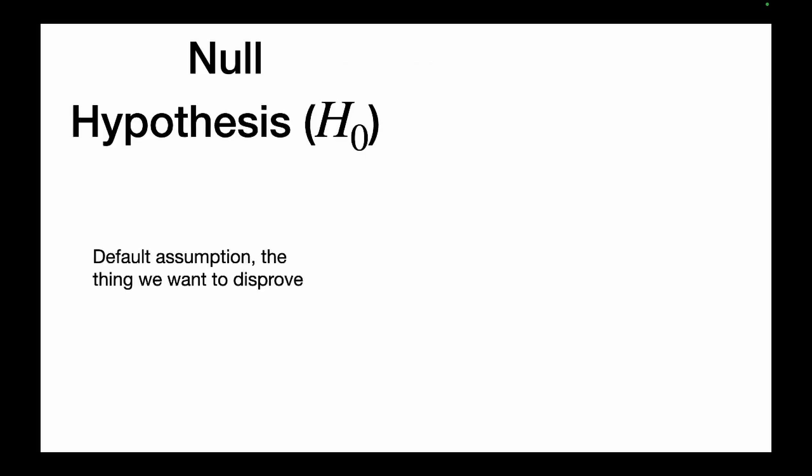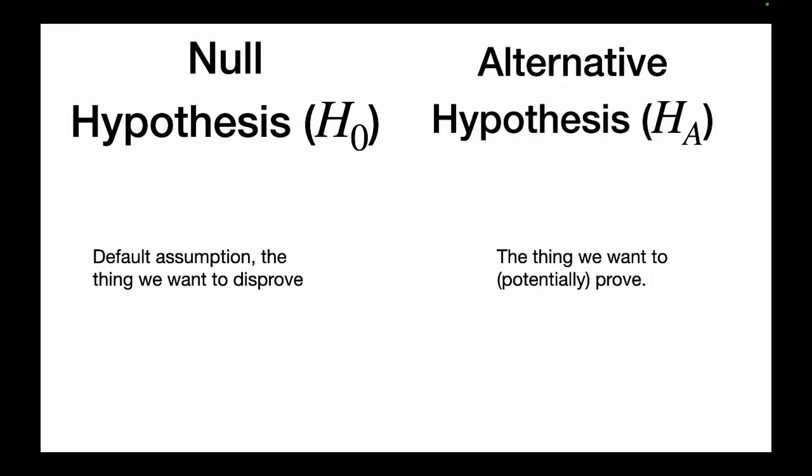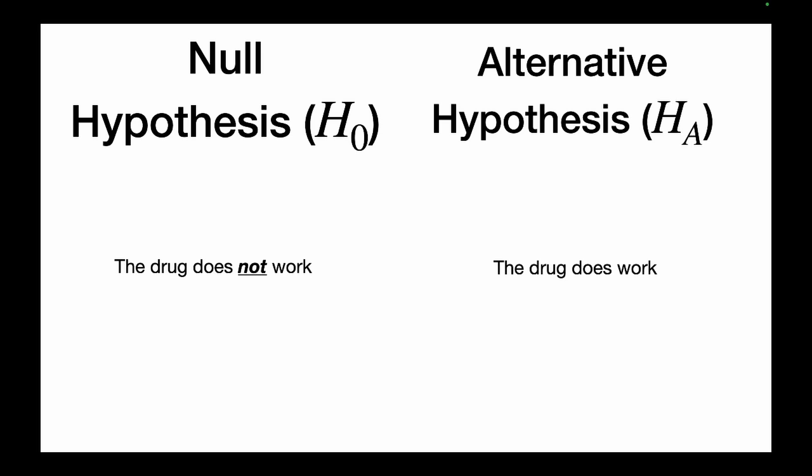So a null hypothesis is a default assumption. It's the thing we want to disprove, whereas the alternative hypothesis is the thing we want to potentially prove. For example, our null hypothesis might be that a drug does not work, and the alternative hypothesis that we want to prove is that the drug does work.